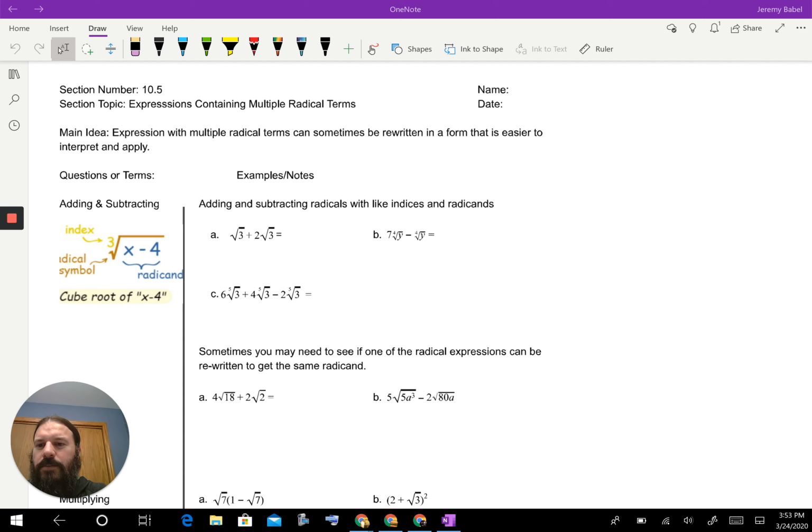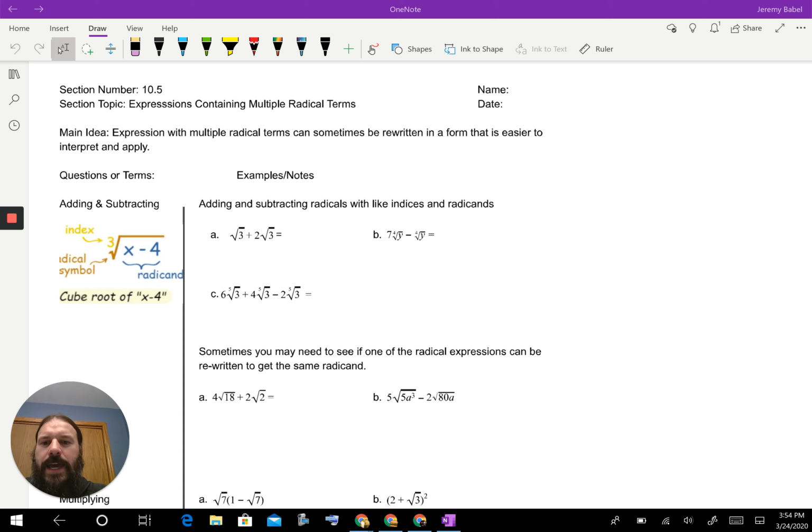When we're doing square roots, the index is 2. For a cube root, the index is 3. So the index is that little number on the outside of the radical symbol. And when we're talking about radicand, it's what we're taking the cube root, square root, or whatever root of. So the way we say this one is the cube root of x minus 4, the index is 3, and the radicand is x minus 4.